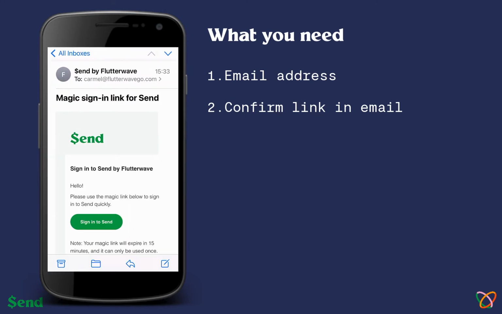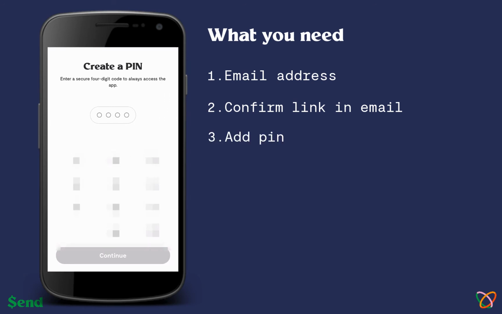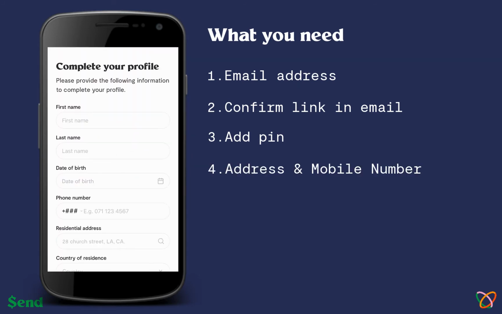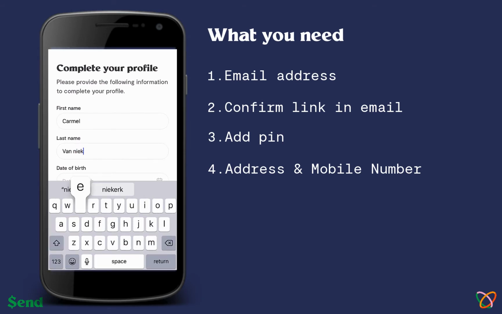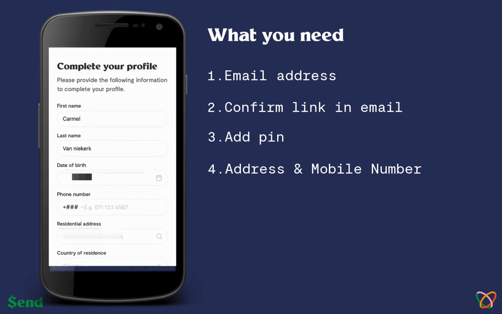So to sign in to Send, you click on the little button within the email, and here you're going to need to create a 4-digit PIN. You will add this PIN every single time you're opening the app. Add your 4-digit PIN and then click Continue. Add your address and your mobile phone number. Here you are basically completing your profile so that every single time in the future when you want to send money, it's already set up.